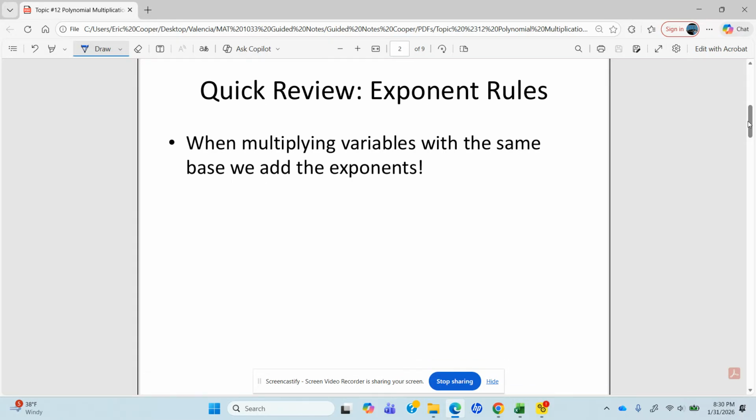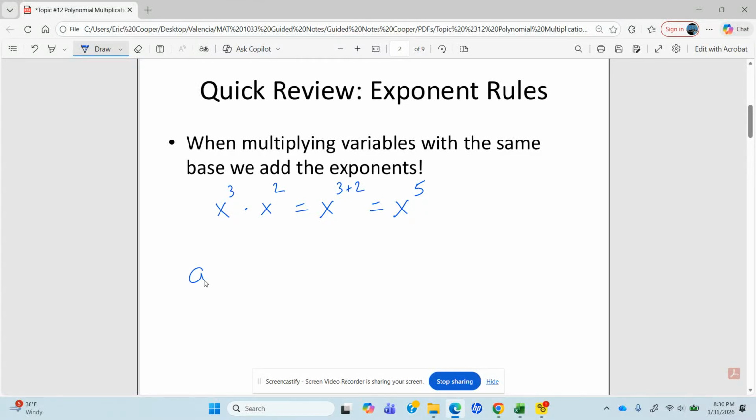A quick review of some exponent rules we're going to need as we go through this. We remember that if we multiply variables with the same base, then we add the exponents. So for example, if I have x to the third times x squared, then I will simply do 3 plus 2 and get x to the fifth.